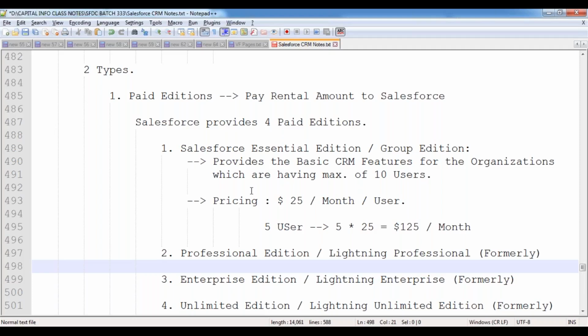So as part of this, Salesforce Essential Edition has been designed by Salesforce with very limited features, only the basic CRM functionalities, for organizations with a maximum of 10 users. They have designed this Essential Edition only for small organizations. Now the next one, the second edition.